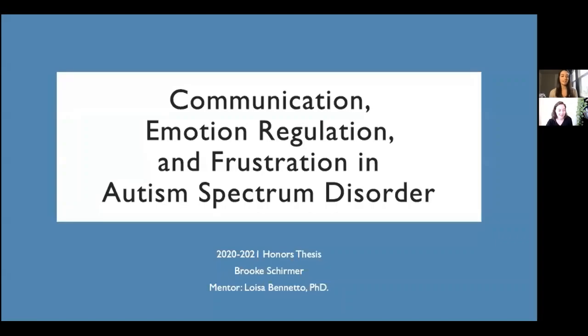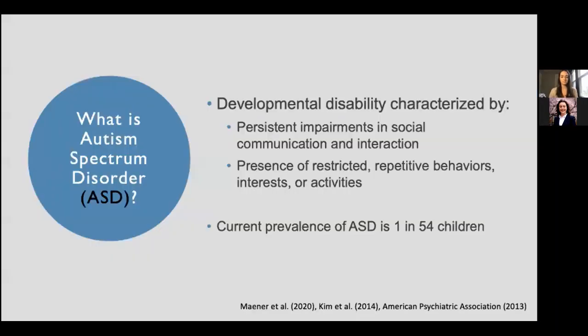This presentation is on communication, emotion regulation, and frustration in autism spectrum disorder. Autism spectrum disorder, or ASD, is a developmental disability characterized by persistent impairments in social communication and interaction, as well as the presence of restricted, repetitive behaviors, interests, or activities. Current prevalence of ASD is about 1 in 54 children, which makes this a significant concern.